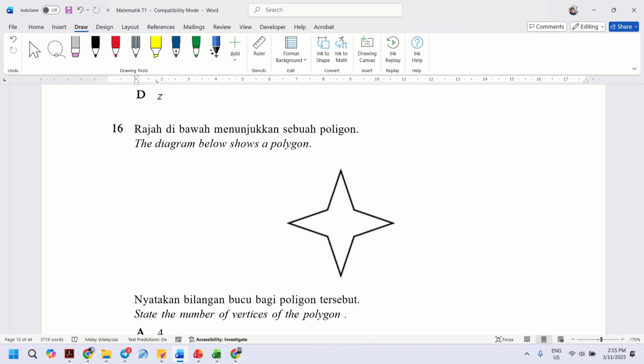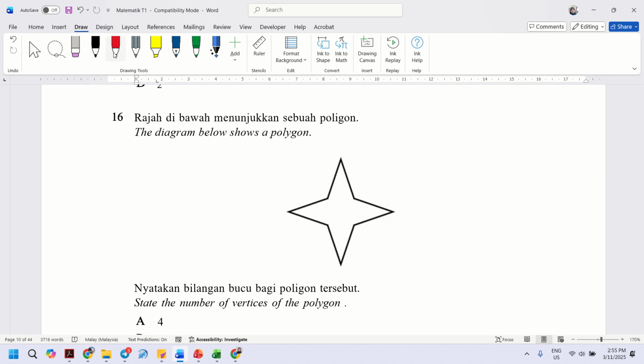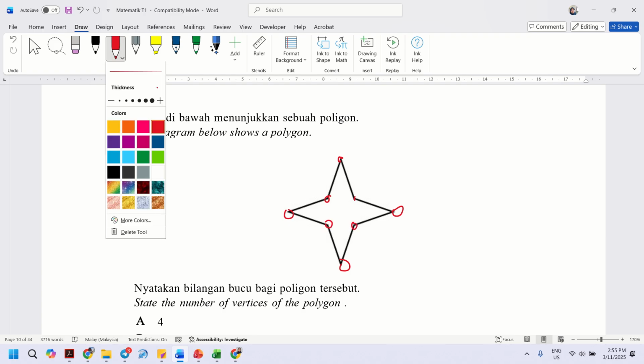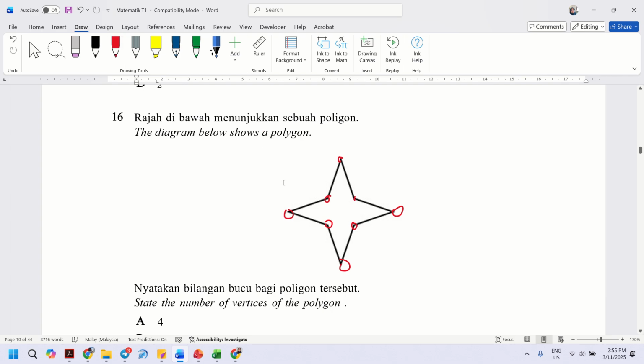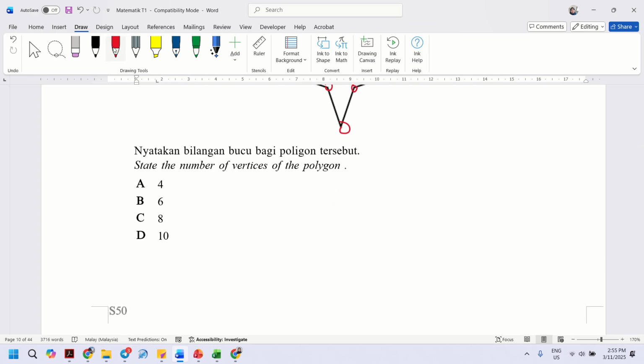Next, many of you were tricked. State the number of vertices of the polygon. Not only 4: 1, 2, 3, 4, and it also has these, 1, 2, 3, 4. So the number of vertices is 8. C. Next.